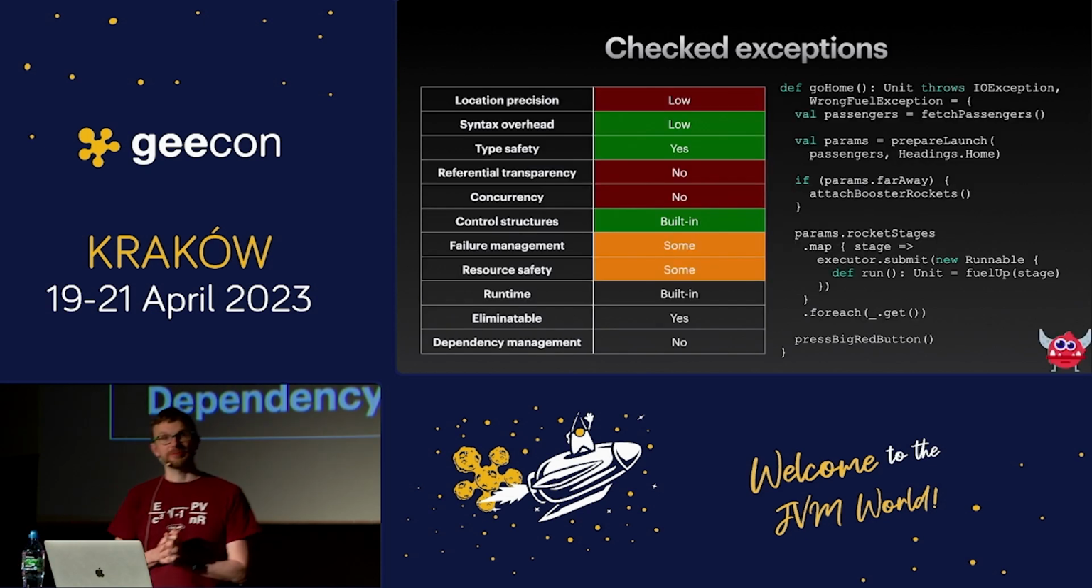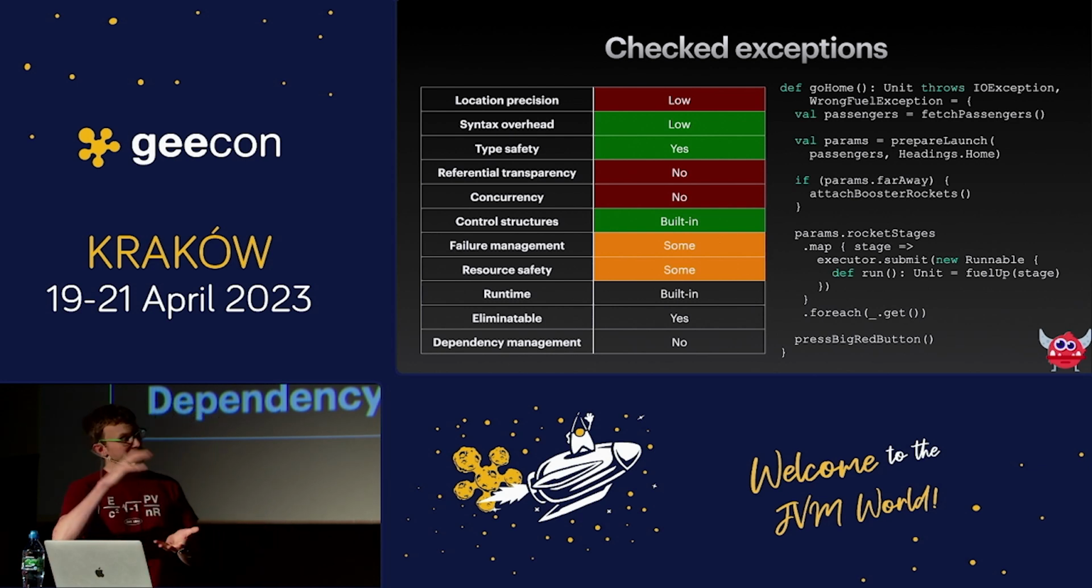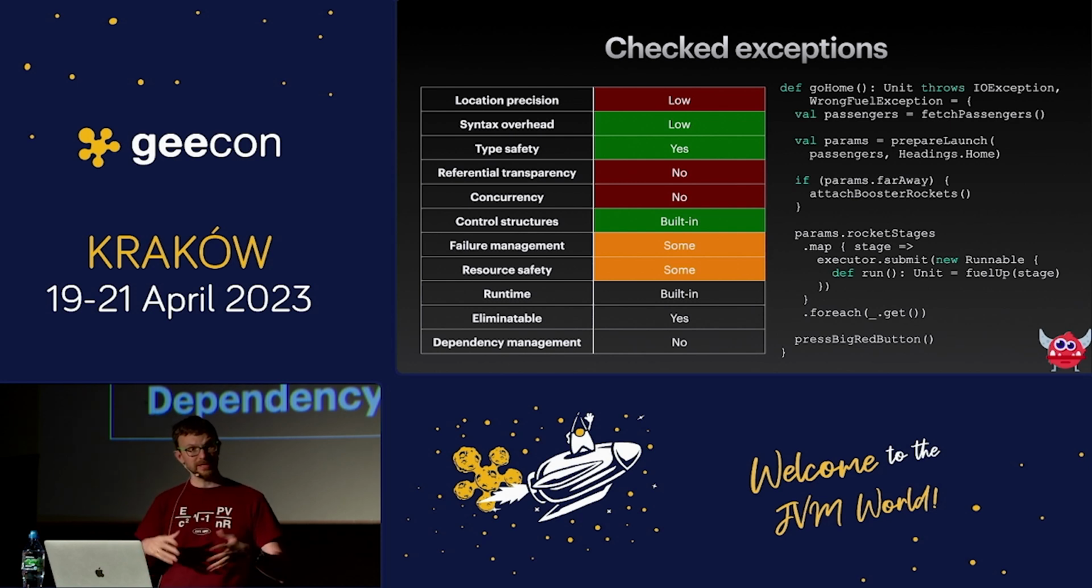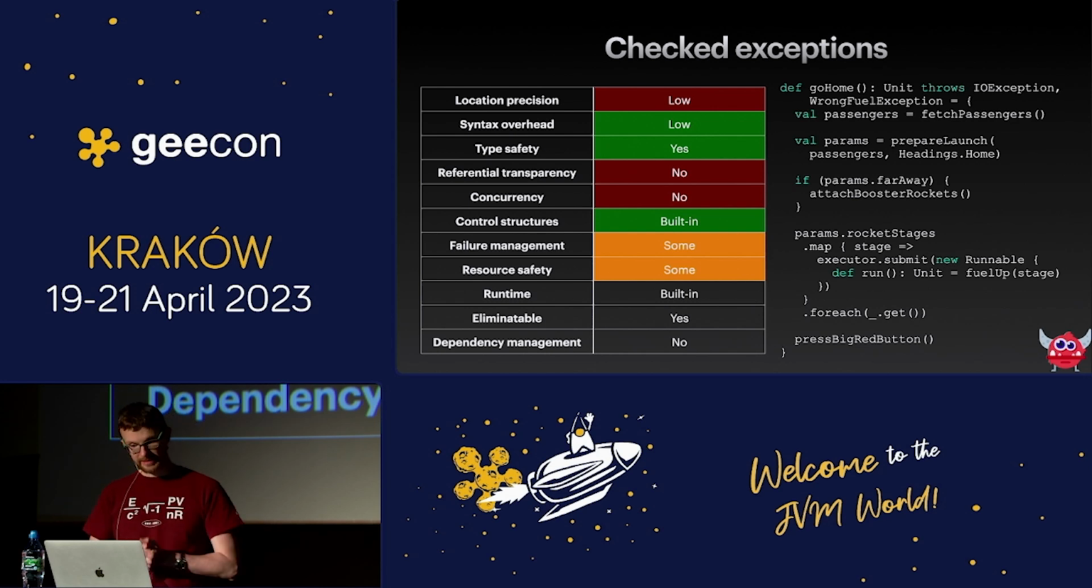Let's start with checked exceptions, which is the effect system that's built into Java. So we have a piece of code here. It's written in a mix of Java and Scala, so it's a language that doesn't exist, but it's quite short, so it fits on a slide. So the def is a method definition, the method goHome, and then we can see the declaration of the exceptions that it might throw, right? So that's the effects that our method might have. It might throw an IO exception or a wrong fuel exception.